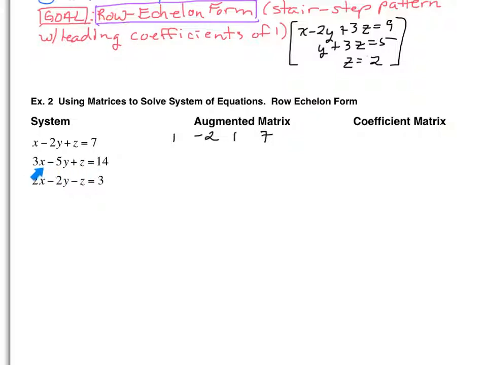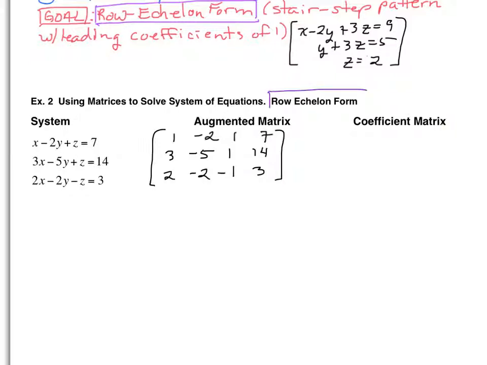So then write the second row for equation 2. You get 3, negative 5, 1, and 14. And then the third equation would be 2, negative 2, negative 1, and 3. That's called an augmented matrix. And we're going to use that to solve the system. We're going to put that into row echelon form.